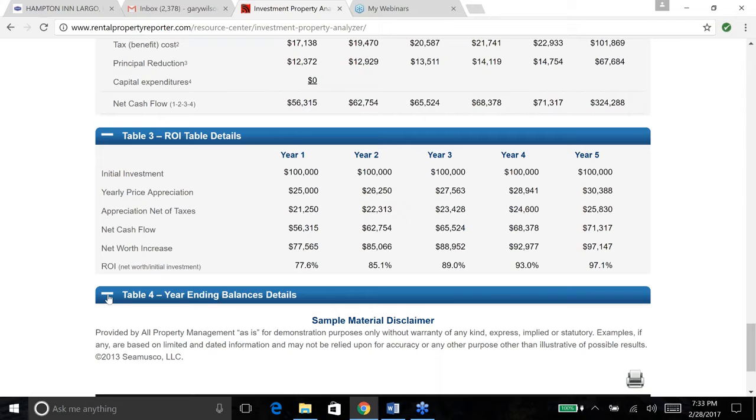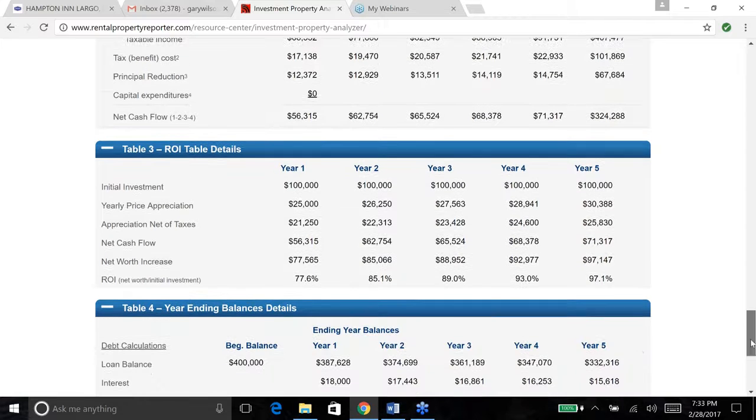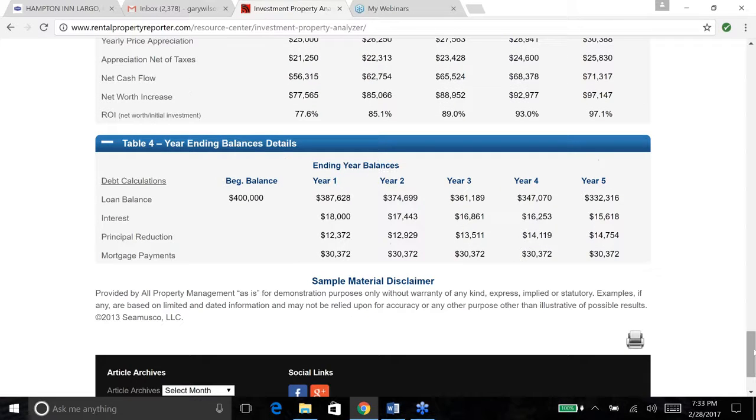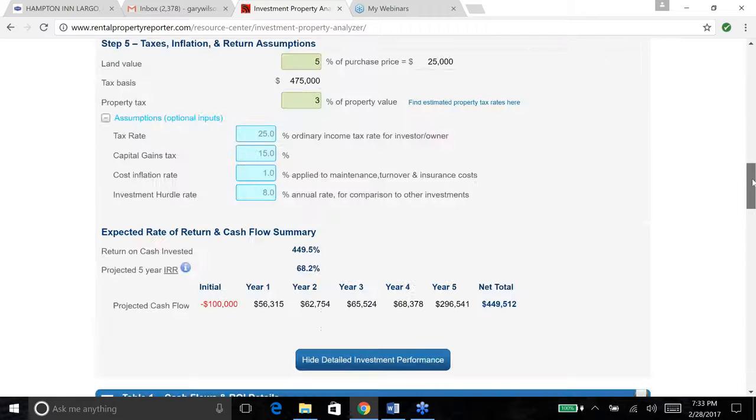Let's look at that, and then we will open up for questions and move on to part 2 of tonight's webinar. Okay, loan balance. You took a mortgage of $400,000. You can see each year that principal balance is being reduced by your payments. You can see the interest charges each year, principal reduction each year, and monthly mortgage payments. Okay, so that's the rental property reporter.